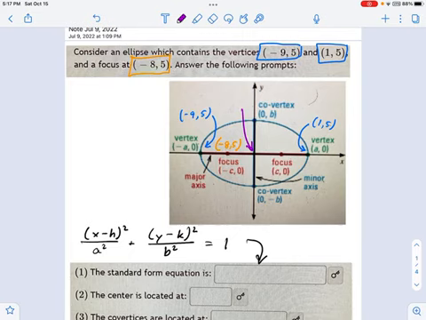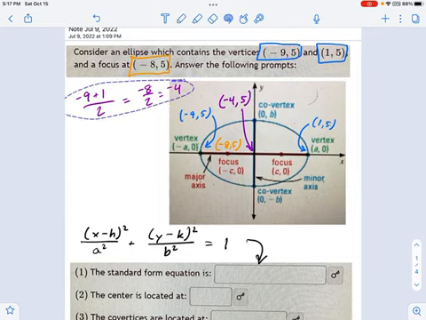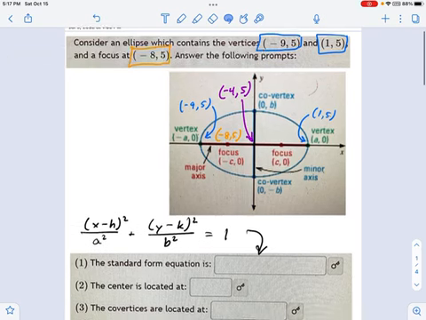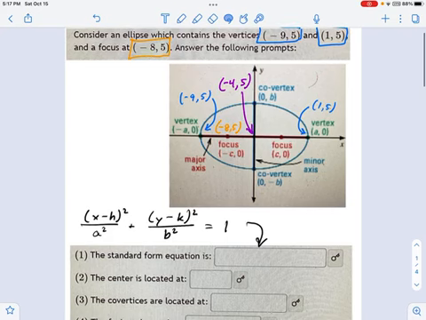What's the average of negative 9 and 1? You just do negative 9 plus 1, divide that by 2. You get negative 8 over 2, which is negative 4. So this is negative 4, comma 5. All right, so we've got the center point, and that really tells us quite a bit. Let's see, what else do we need? We need the A and the B values.